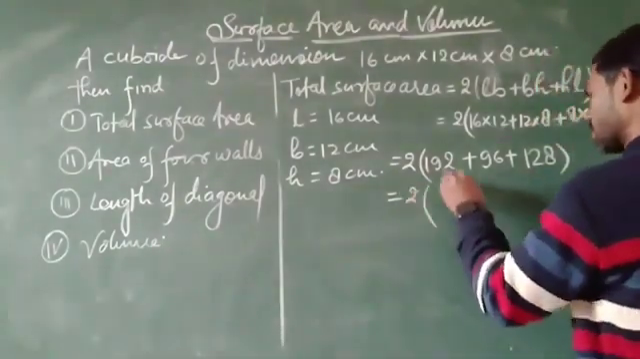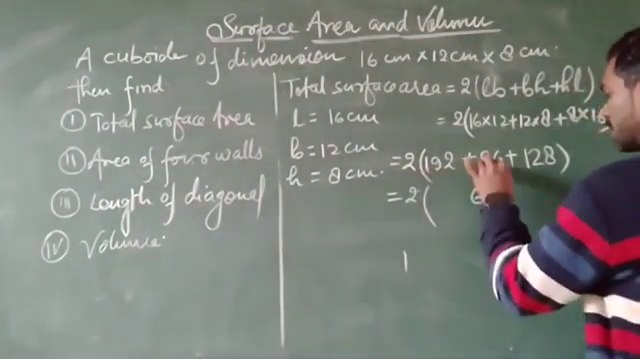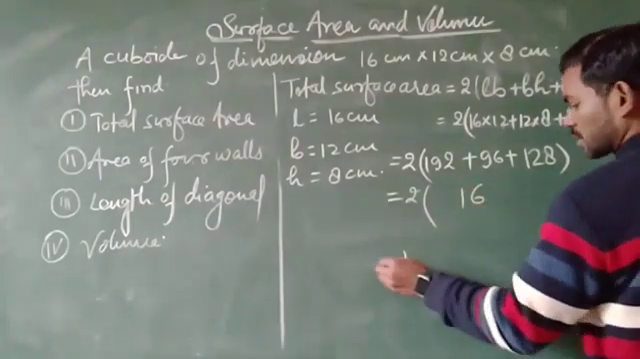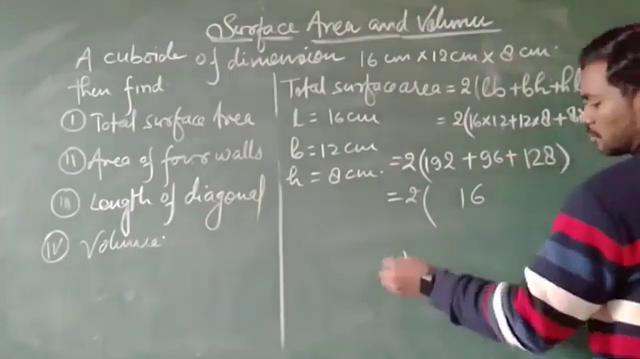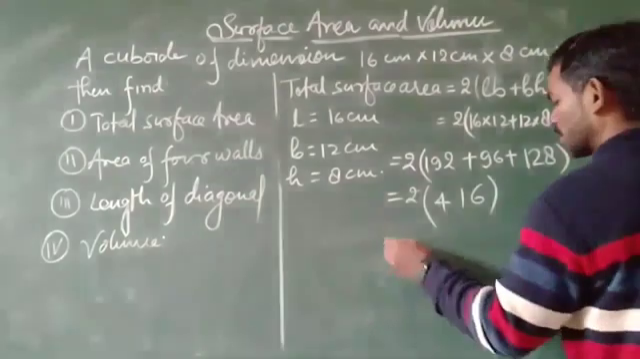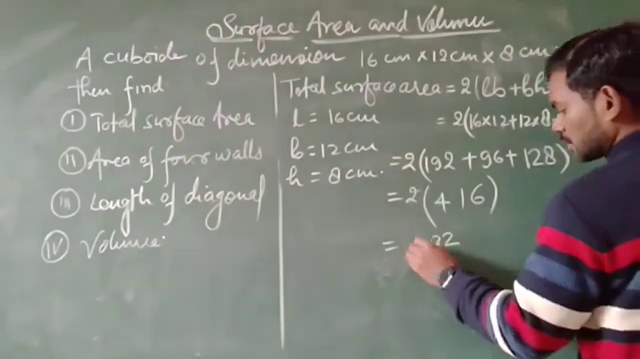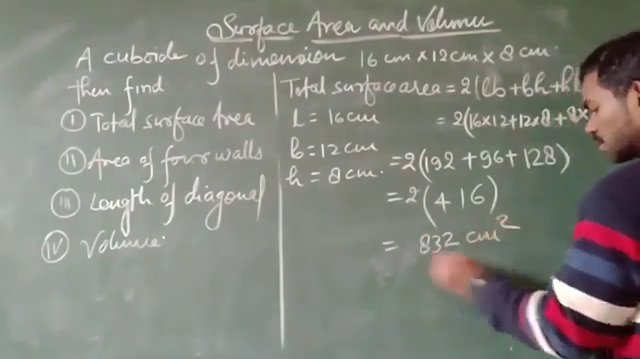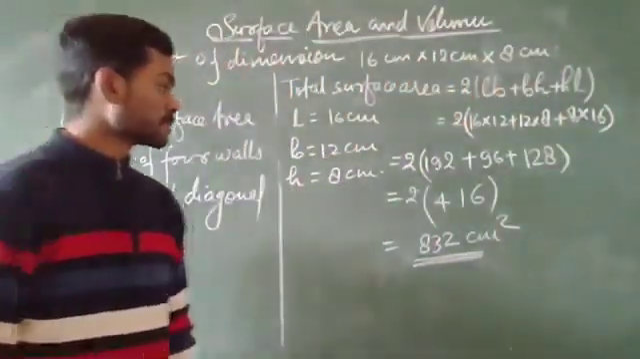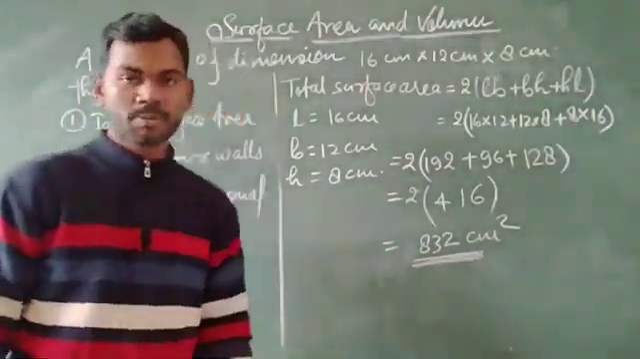So 2 plus 6 is 8, 8 plus 8 is 16, carry 1, 9 plus 9 is 18, 18 plus 2 is 20, 20 and 1 is 21, carry 2, 1 and 1 is 2, 2 plus 2 is 4. So here is the sum of the products. Now multiply by 2: 2 6s are 12, 2 1s are 2 and 2 4s are 8. So the total surface area is 832 centimeter square. I hope the solution of total surface area is clear to everyone.